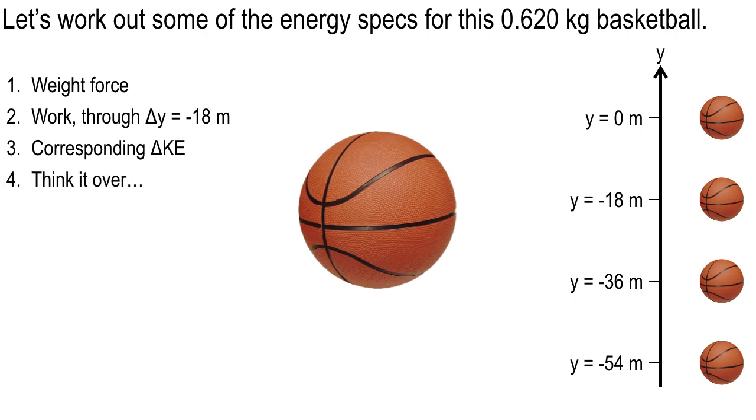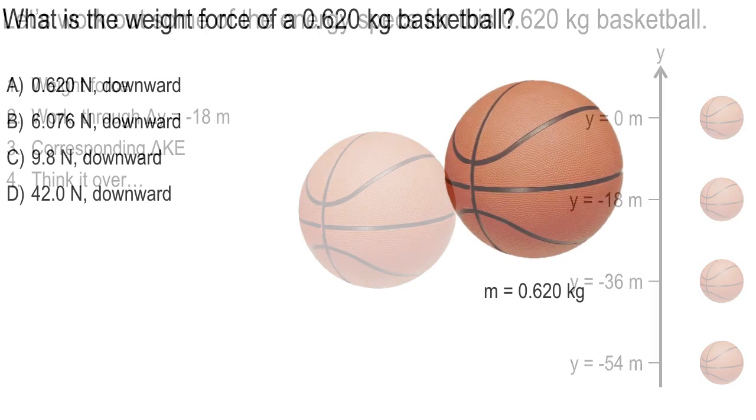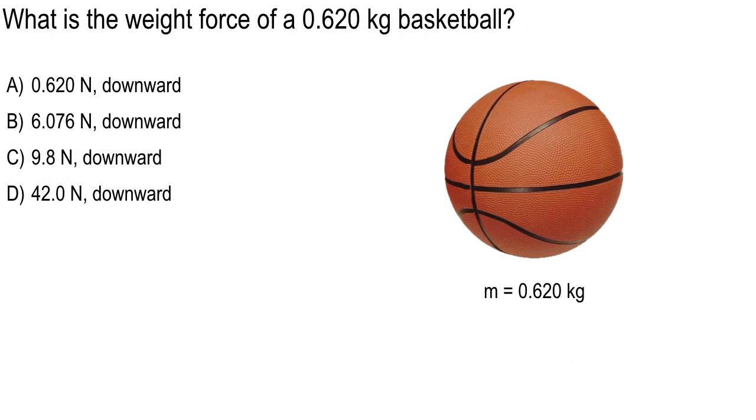All right, so those are some of the main things. When you're working out a brain burner, these are the kind of things you have to work your way through step by step. And then put it all together to get the brain burner, all right? So let's work on the very first concept, the weight force. What is the weight force of a 0.620 kilogram basketball?